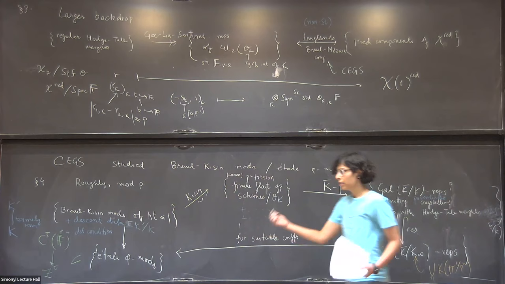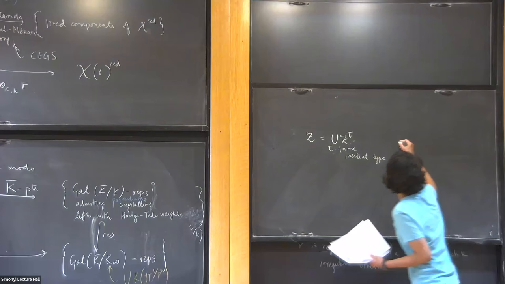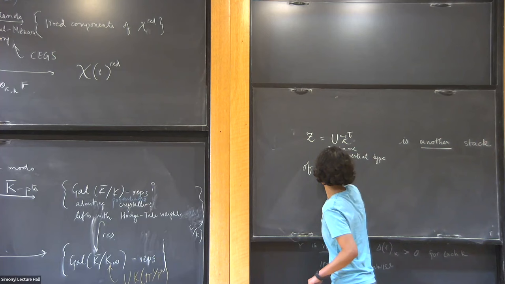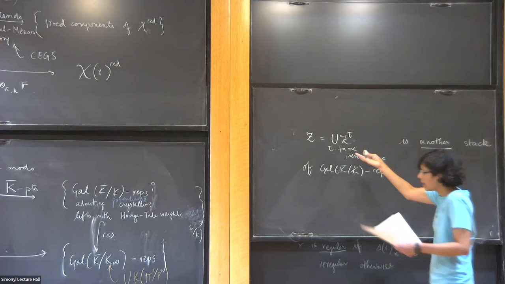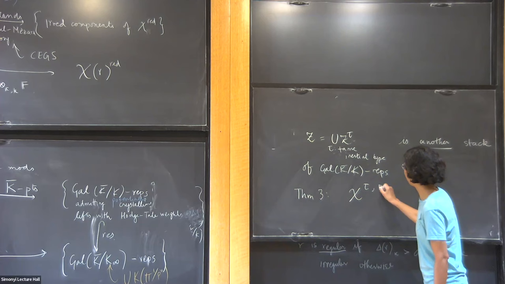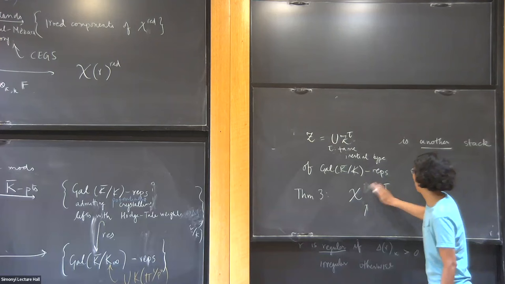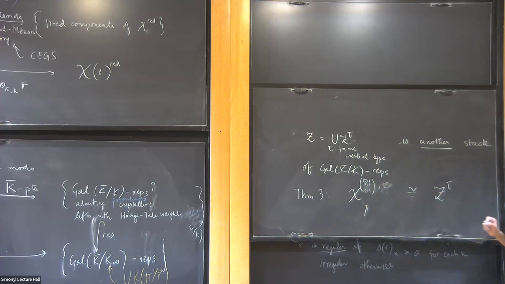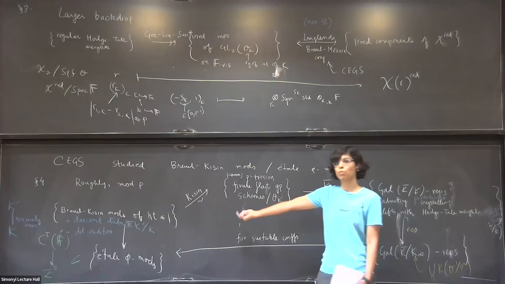So this is just another stack of Galois representations, and it was studied and constructed by Caraiani, Emerton-Gee, and Savitt. One of our theorems is that if you look at the substack of the Emerton-Gee stack where all the Hodge-Tate weights are 0 and 1 and the inertial type is tau, then this is isomorphic to Z tau. So essentially, this Emerton-Gee stack can be studied via this substack of etale phi modules.